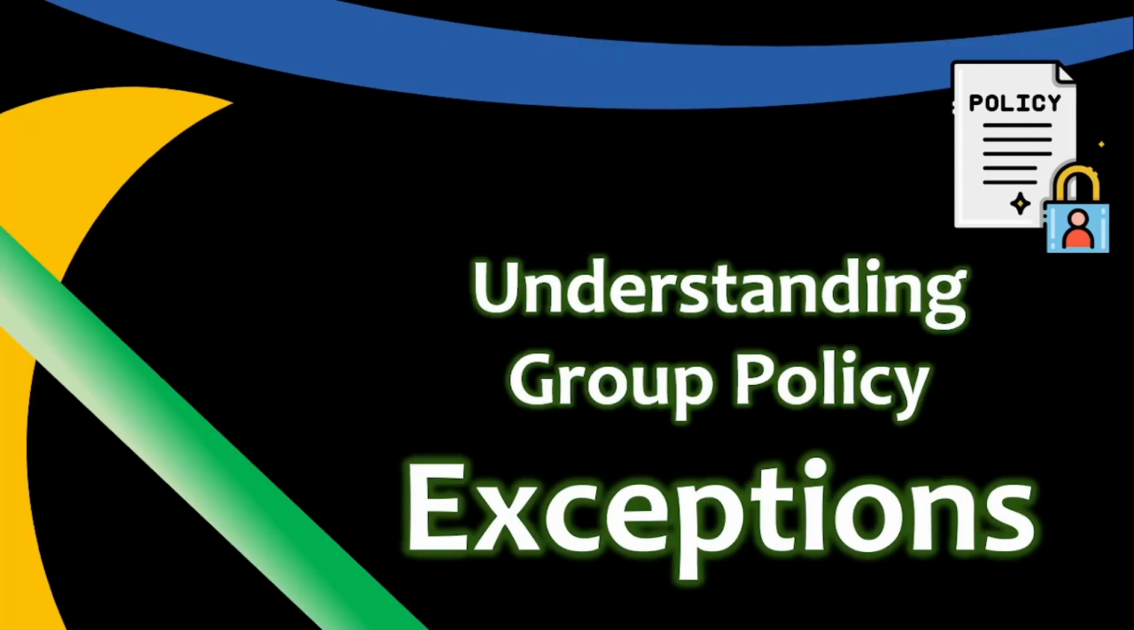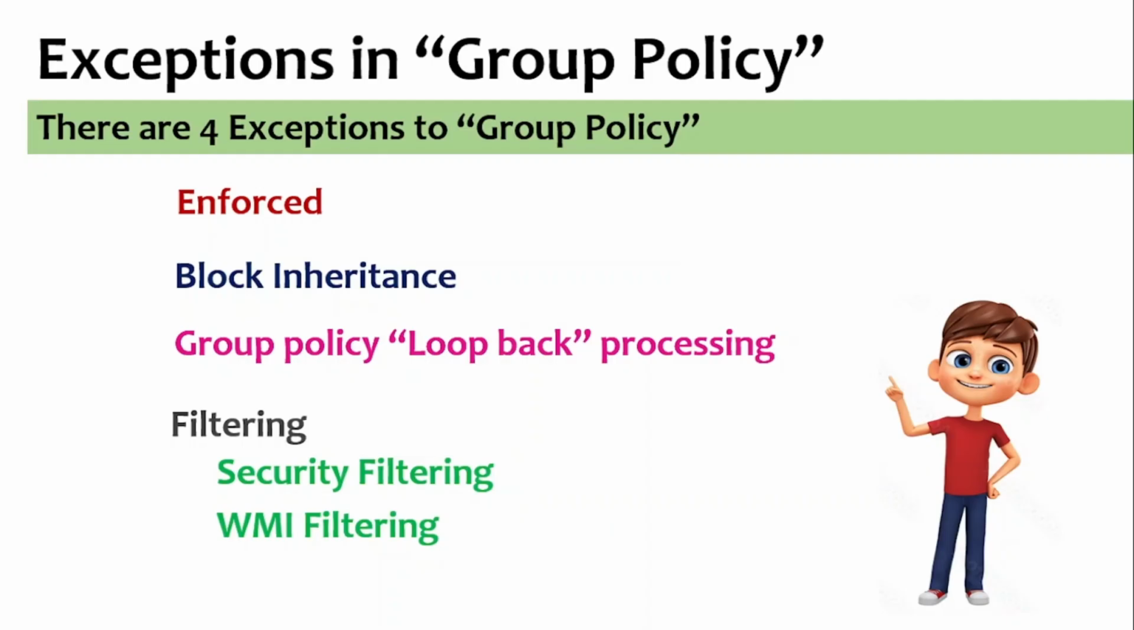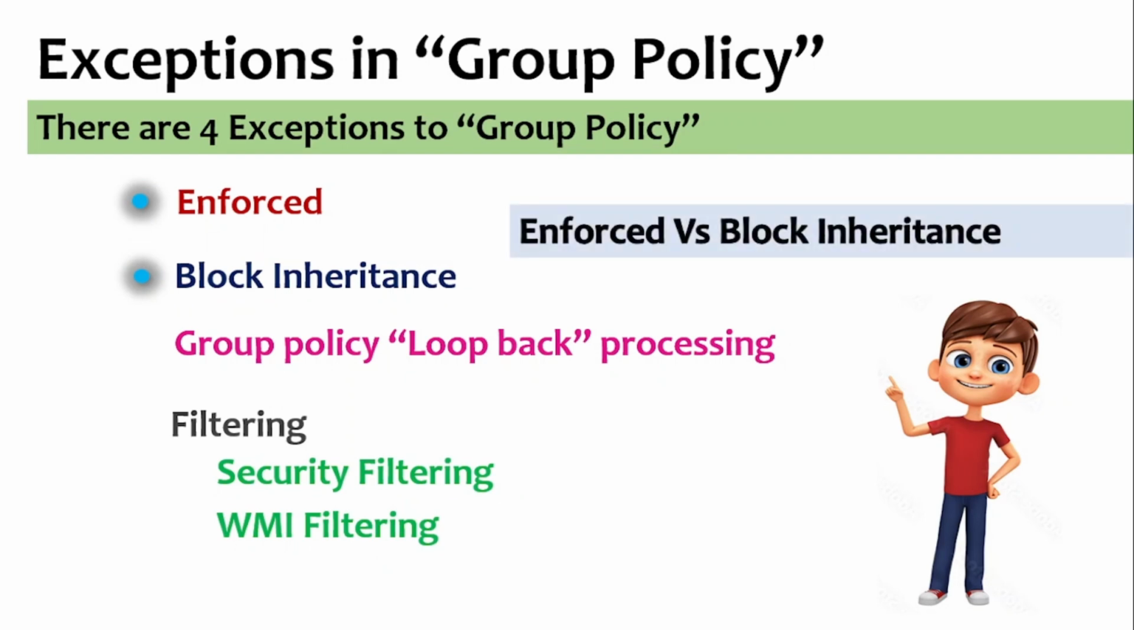So we will continue our group policy exceptions, and today will be part 5. As you know, there are 4 exceptions to group policy. We have covered enforced, we have covered block inheritance. We have also seen the difference between enforced and block inheritance, and we have seen how security filtering works. And today we're going to look at WMI filtering as a group policy exception.